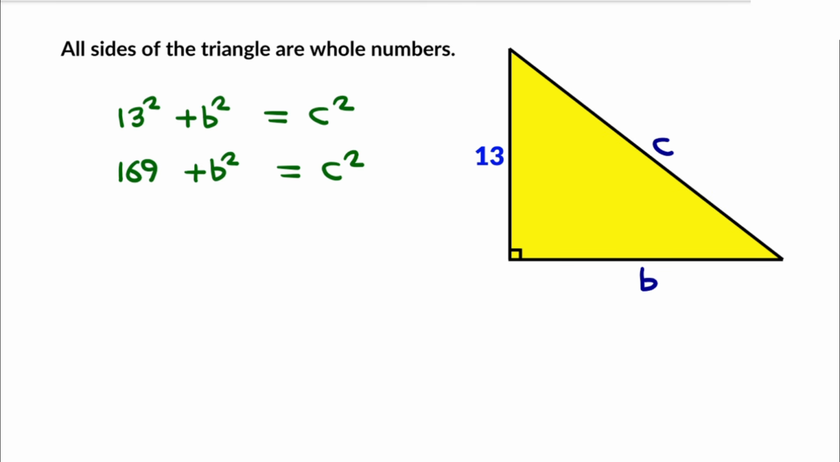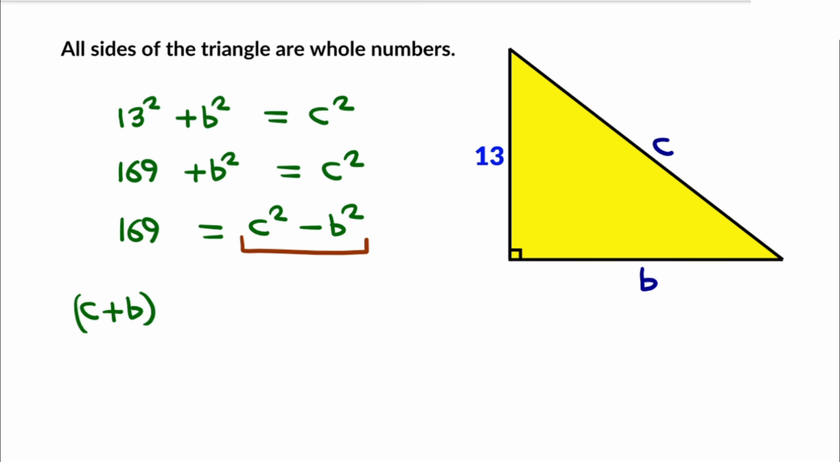Now let's rearrange it. Move b squared to the other side. That gives us 169 equals c squared minus b squared. And that right side should look familiar. It's a difference of two squares. So we can factor it as the quantity c plus b times the quantity c minus b equals 169.